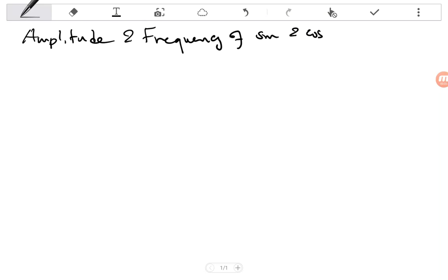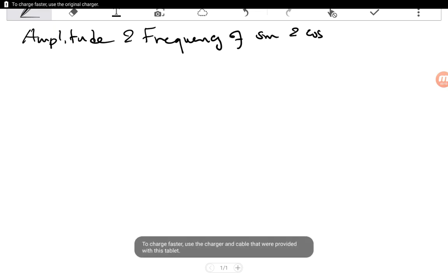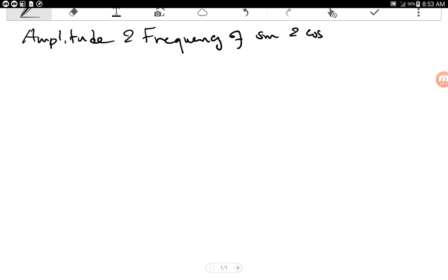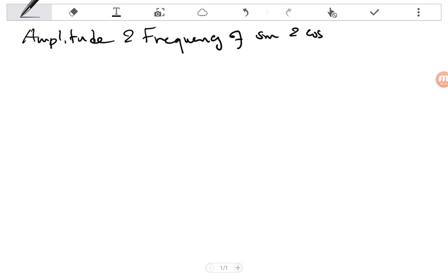Okay, we have learned in the last lecture about the trigonometric functions, and there are two basic trigonometric functions, which are the sine and cosine, and we have learned how to sketch these two functions. For example, we have known what the cosine and sine are.